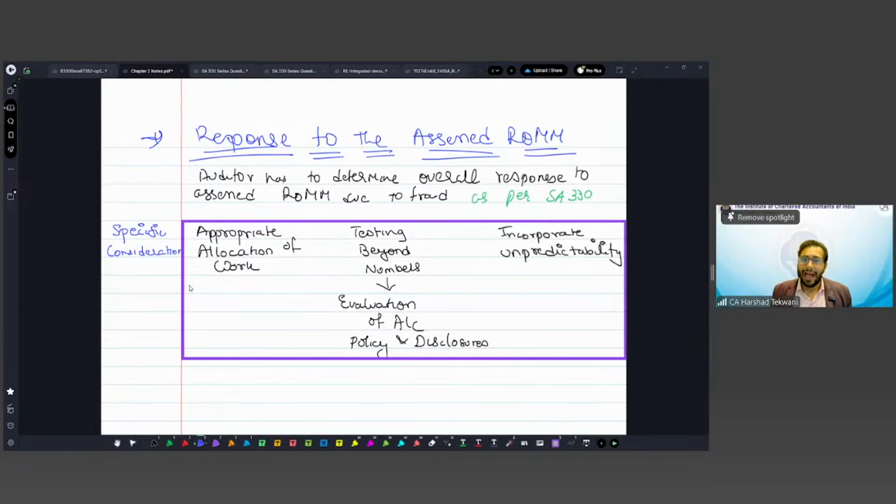You are going to pick high value items. You are going to pick big items for testing. They would keep it arranged, clean, everything. You will test items which are not material, or which management thinks, auditor will not look into this area. This is very small and petty area.